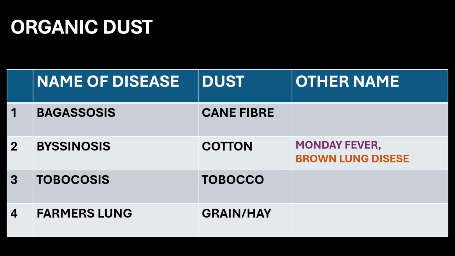First one is bagassosis due to cane fiber, byssinosis due to cotton fiber, also known as Monday fever and brown lung disease. Tobacco-related disease is due to tobacco, and farmer's lung is due to grain or hay dust.